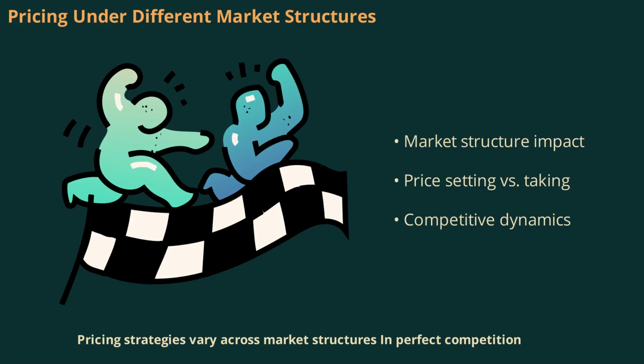Pricing strategies vary across market structures. In perfect competition, firms are price takers and must accept market prices. In monopoly, firms can set prices but must consider demand elasticity. Monopolistic competition involves many firms with differentiated products, while oligopolies feature a few dominant players who must anticipate competitors' reactions. Each structure requires a tailored approach to pricing for optimal results.